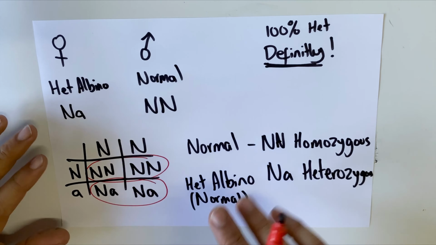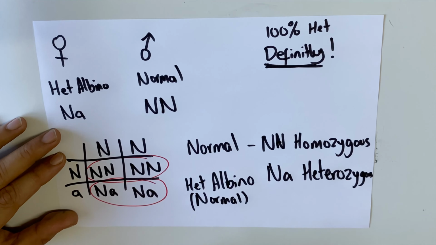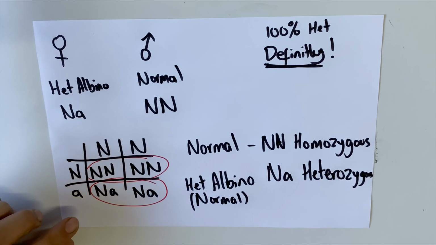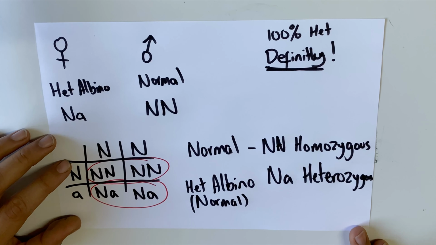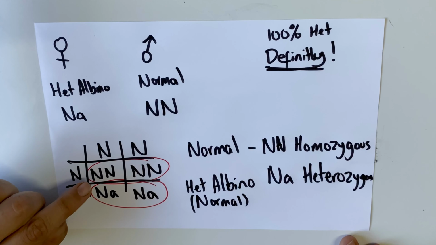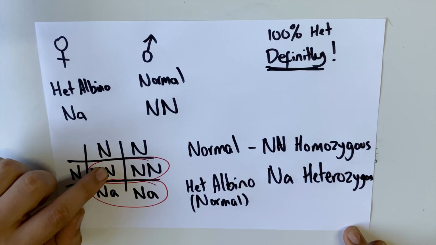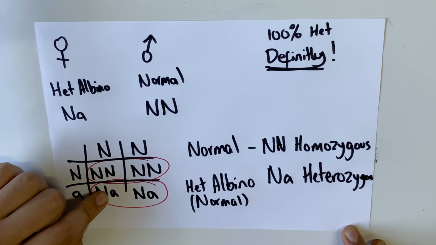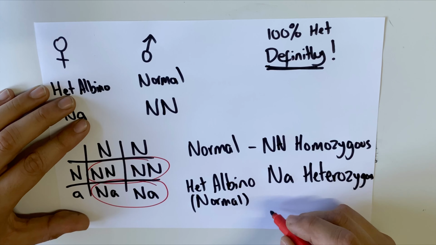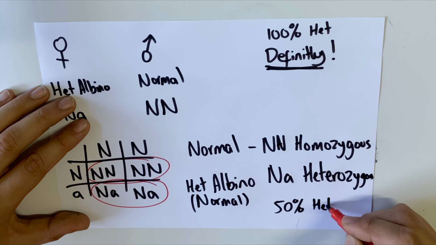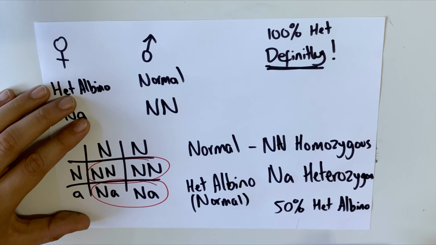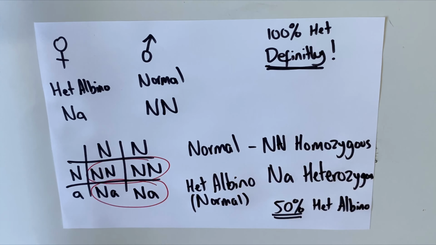So if we again hit perfect odds, you have four animals here, but only half of them will be carrying the gene for albinism. But there is no visual way of telling that apart. There is no way of visually telling the homozygous normals from the het albino normal looking animals. So we say that all of them are 50% het albino, because for each animal, there is a 50% chance that any given animal from this clutch is carrying the gene for albinism.